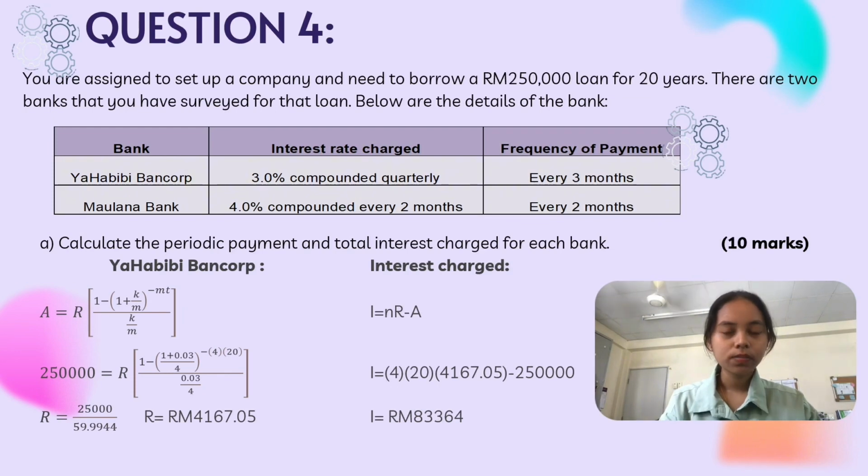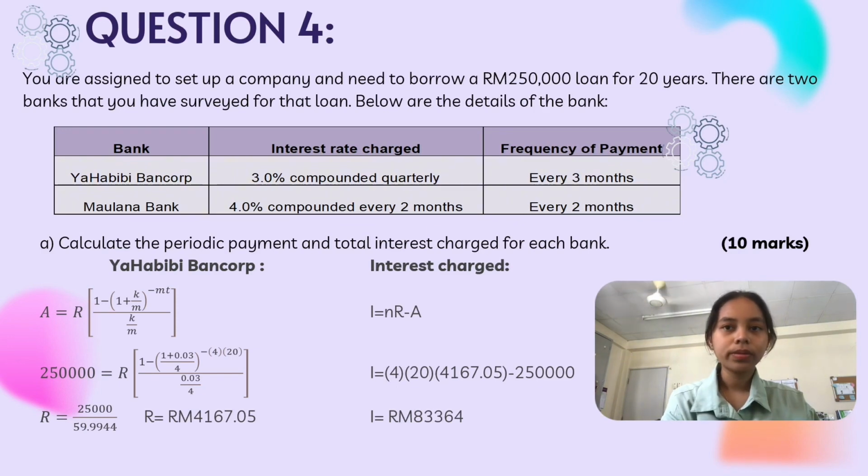So today we're going to discuss question 4. Question 4 is about you are assigned to set up a company and need to borrow. They gave us two banks, Ya Habibi Bank and Maulana Bank. Ya Habibi Bank has an interest charge of 3.0% compounded quarterly and Maulana Bank gives an interest charge of 4.0% compounded every 2 months. So question A asks to calculate the periodic payment and total interest charge for each bank.